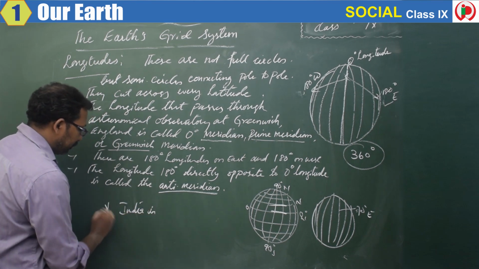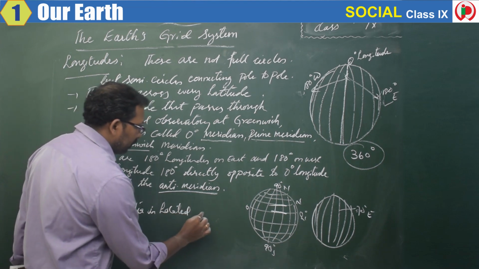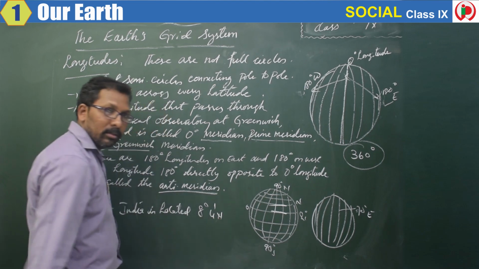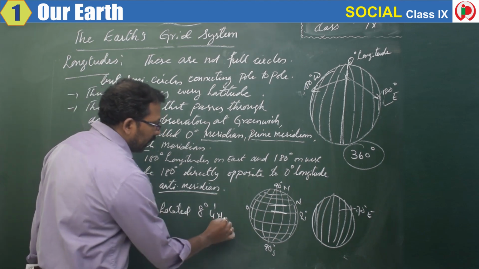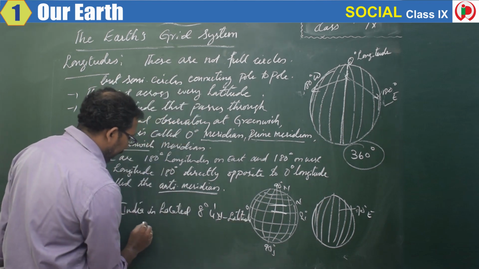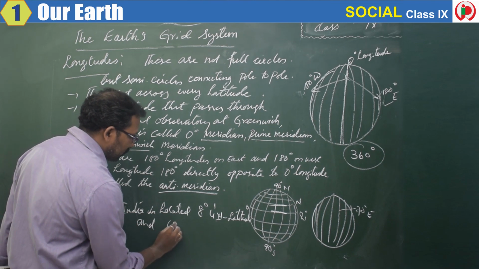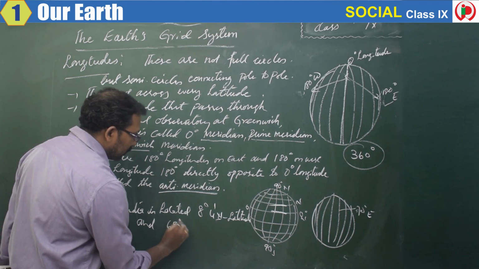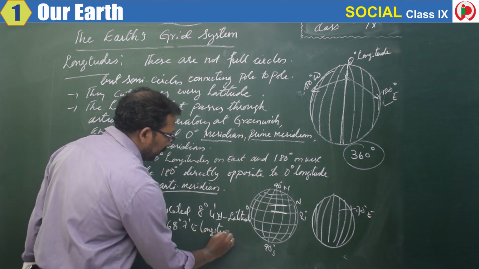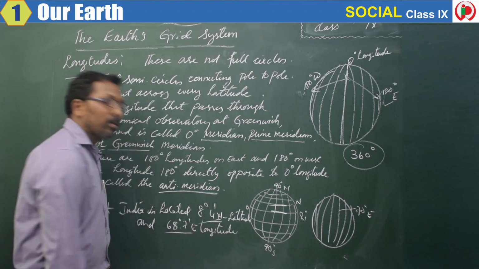India is located at 8 degrees 4 minutes north, right. This is the latitude, north latitude, and 68 degrees 7 minutes is the longitude. So in this way, we can find places very easily.